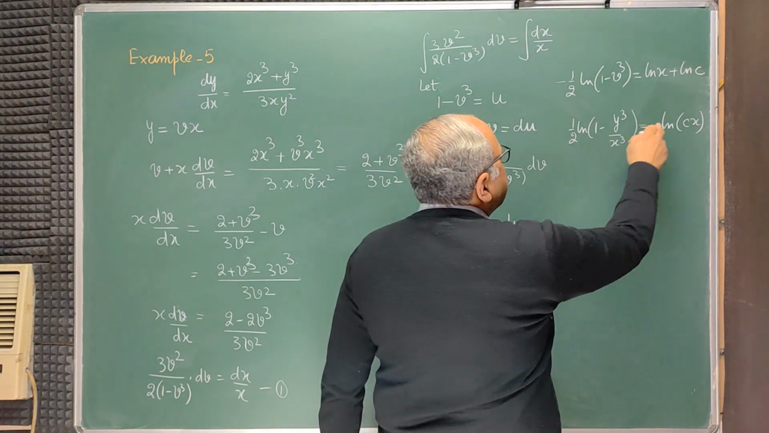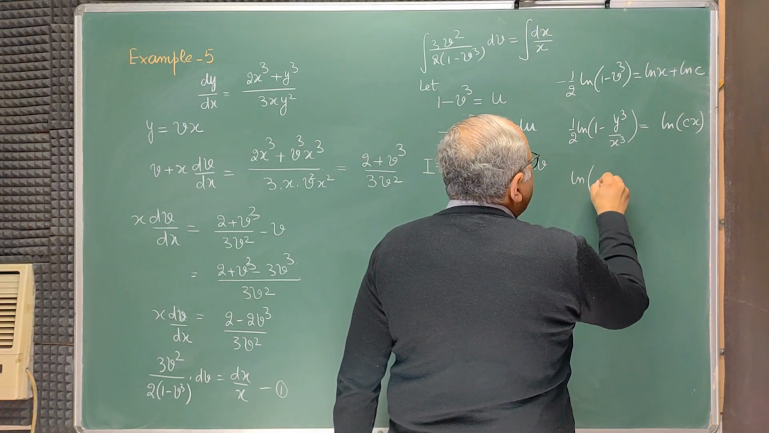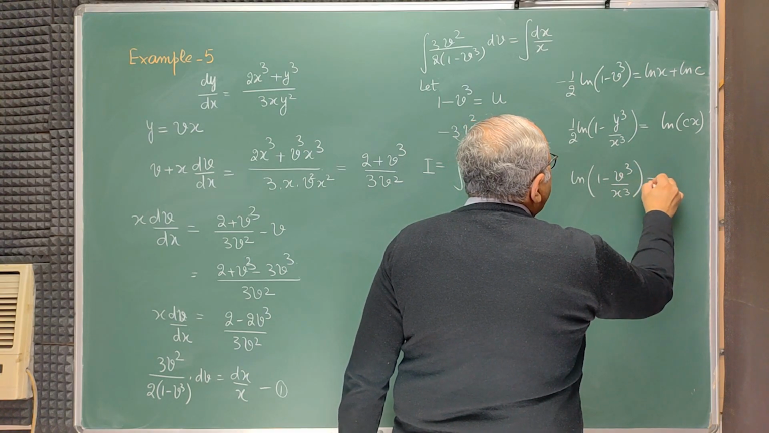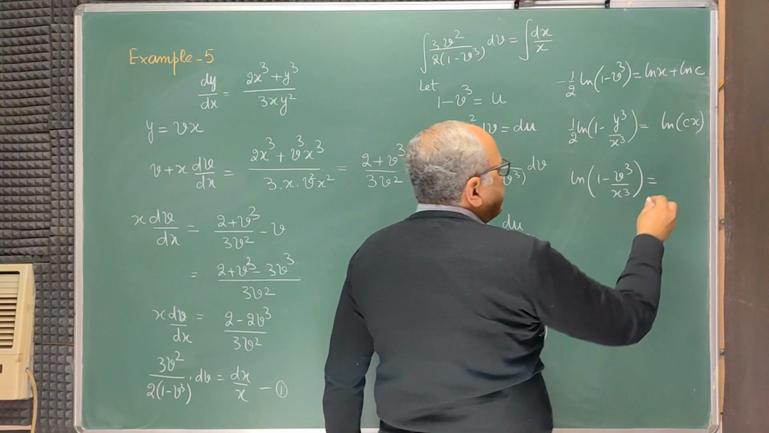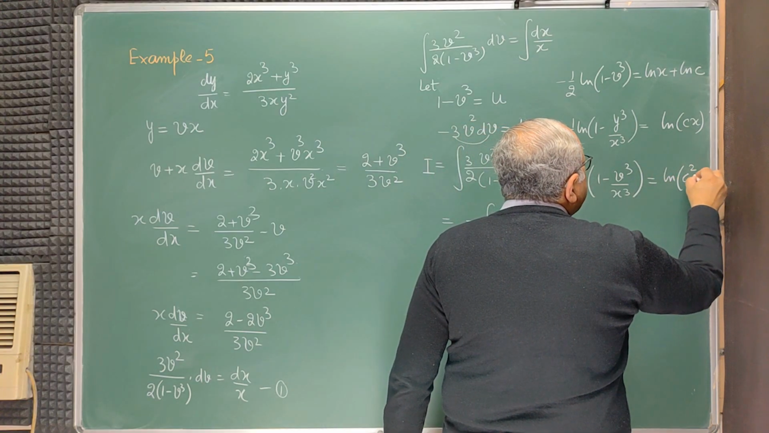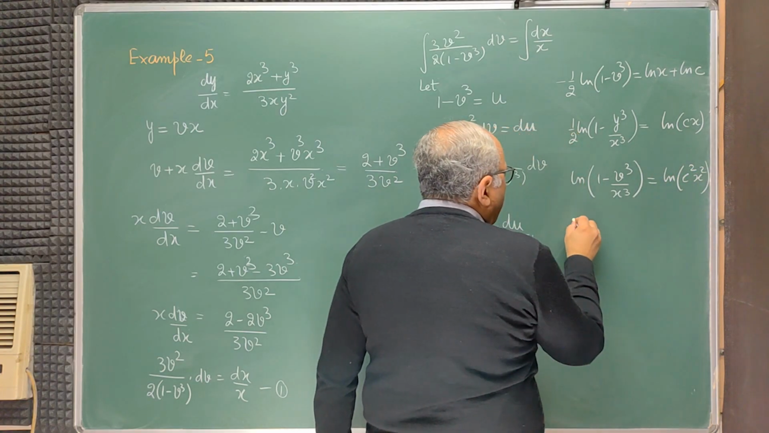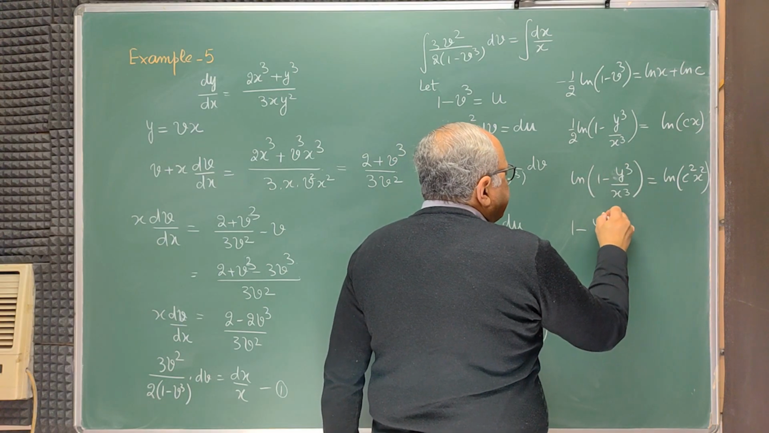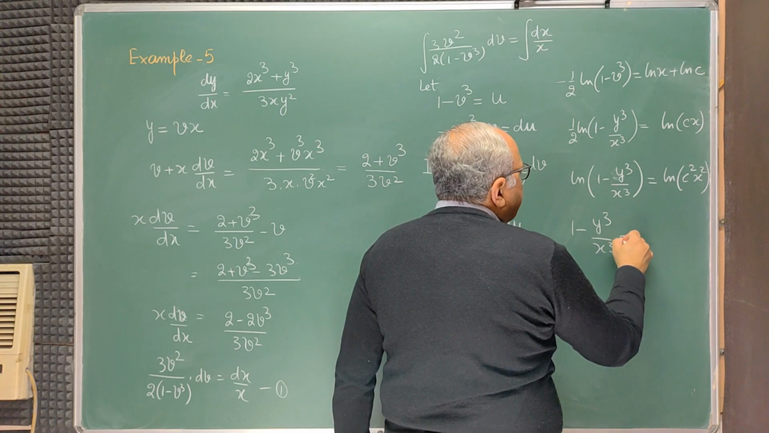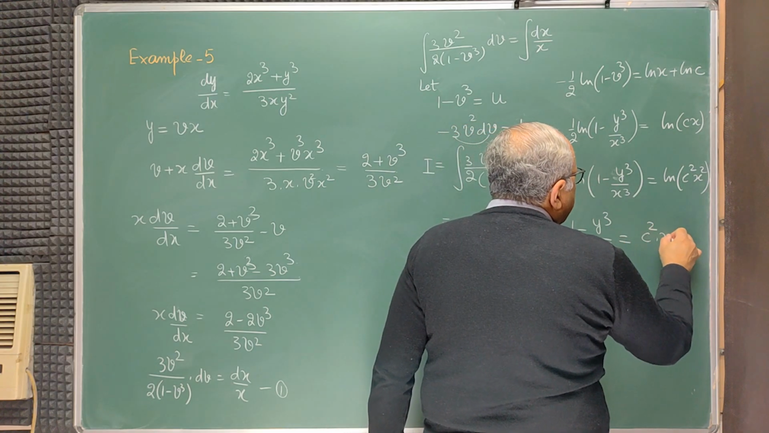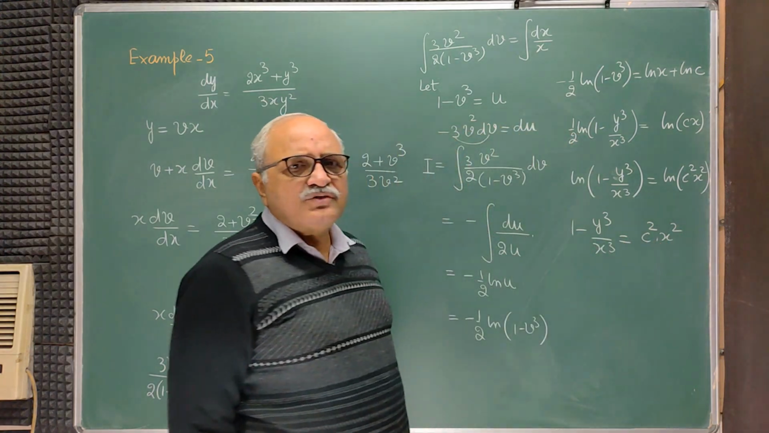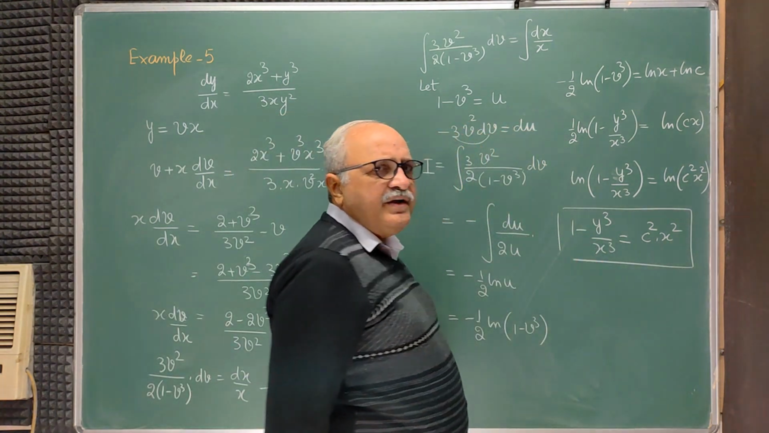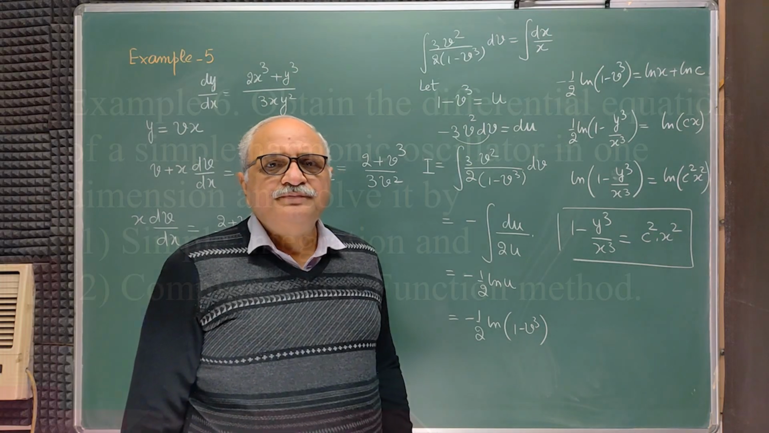So taking this 2 on that side, we have log 1 minus v cube divided by x cube, and this 2 in the multiplication will give you log c square x square, or I can say 1 minus y cube divided by x cube is equal to c square x square. You can treat this c square also as a constant. So this is the form. You can further simplify if need be. Otherwise you can leave it at this stage.